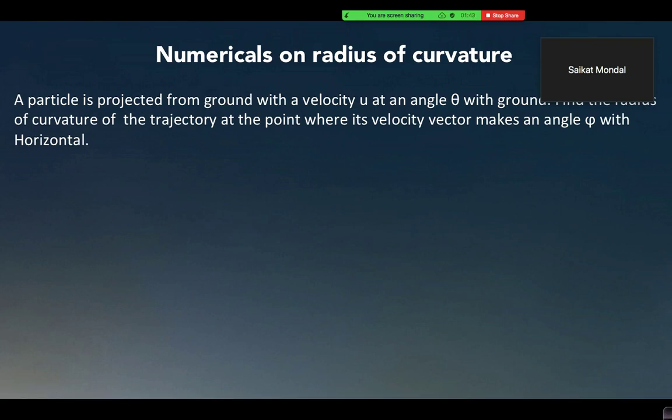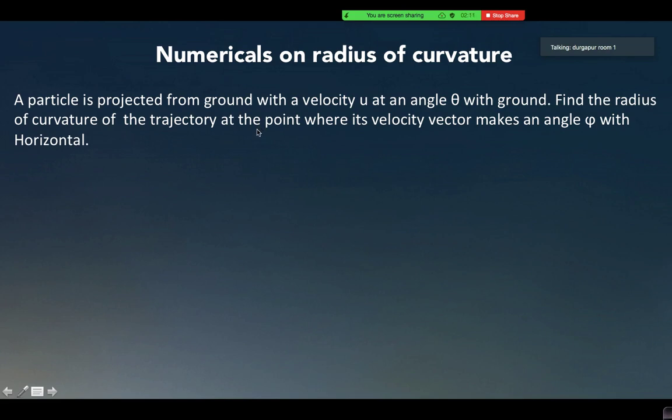I think in our last class we discussed radius of curvature, which is a part of circular motion, and we saw how we can find the radius of curvature of any path by using a simple formula: r is equal to v square by an, where an is the normal or centripetal acceleration of that particle, which is always perpendicular to the velocity. And we have already discussed this question.